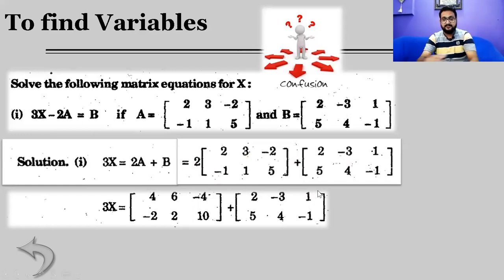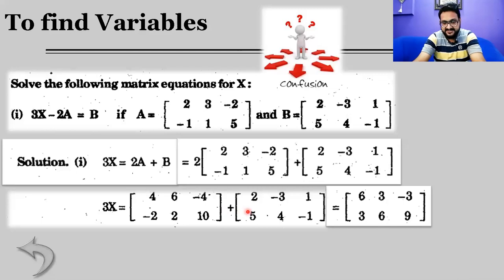What should the next step be? Yes, good. So now in the next step we will add both matrices: 4 plus 2. We are well practiced and can solve this directly, but if you don't feel comfortable, you can show your steps here: 4 plus 2, 6 plus minus 3. Then you calculate and the answer is here.